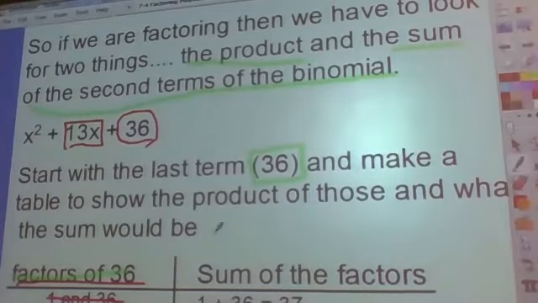The next factors are 2 times 18. The sum of 2 plus 18 is 20. Is that 13? That is not an option. Next one is 3 times 12. Well, 3 plus 12 is 15. Is that 13? No. So the next two factors are 4 times 9. Oh, winner, chicken dinner. So those two win.